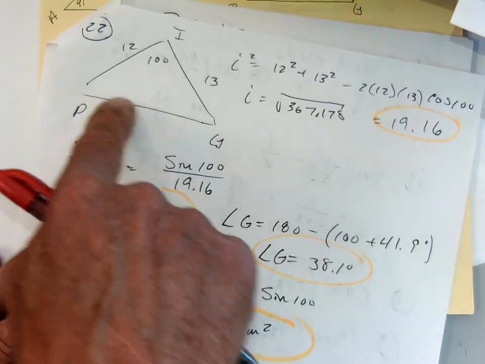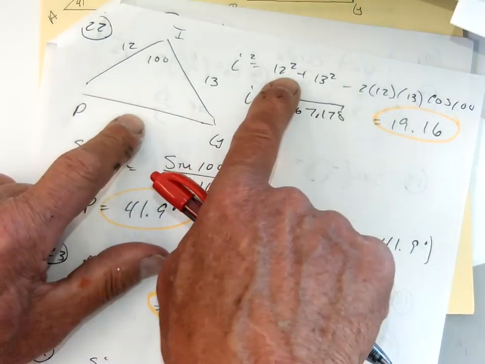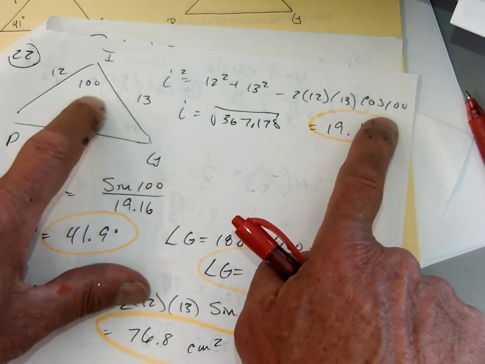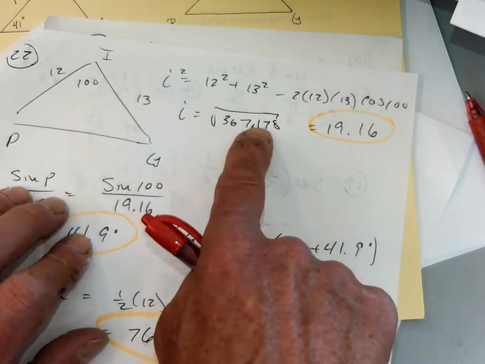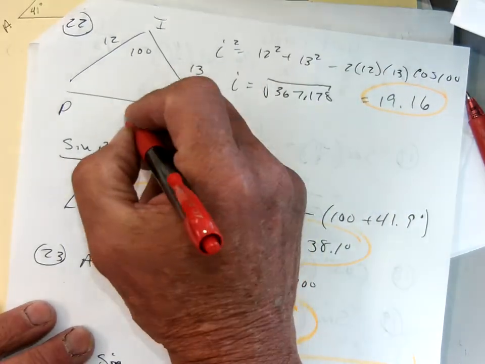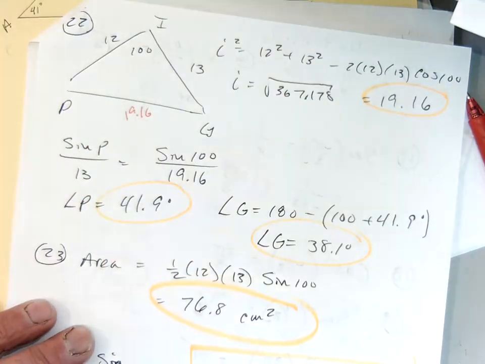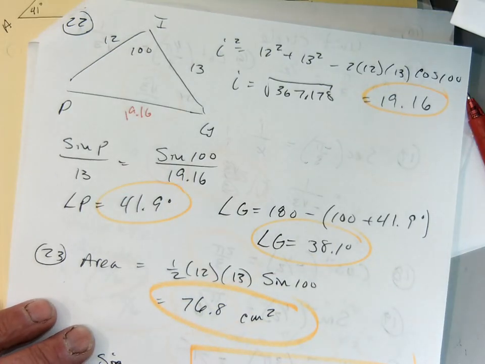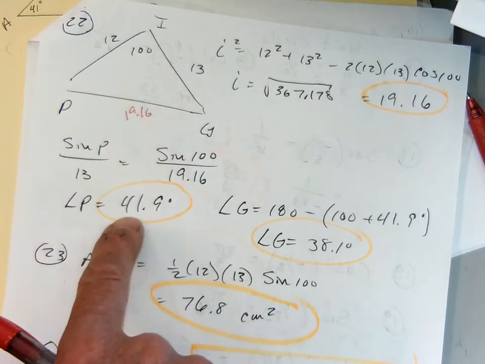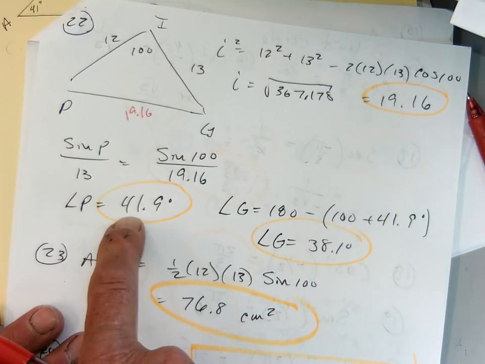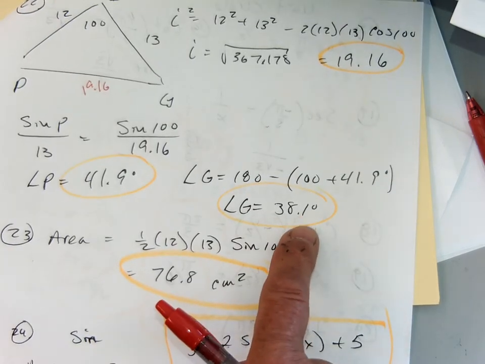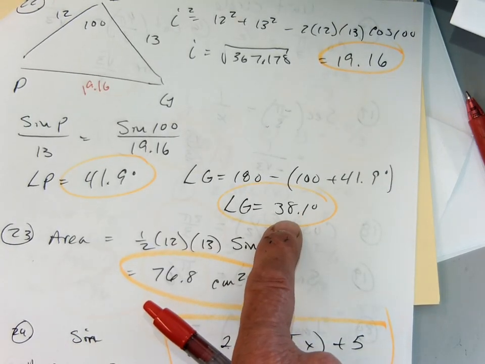Okay. And then, almost done, on 22, I used the law of cosines to get this side. I went adjacent squared plus adjacent squared minus 2 times adjacent, cosine of the angle. Got that answer. Took the square root of it, I got 19.16. So if that's 19.16, I can just do the opposites. All right, sine of P over 13 equals sine of 100 over 19.16. Sine inverse, I got 41.6, and then again in a triangle, 180 degrees. You can solve that by subtracting from 180, and we got 38.1 degrees.